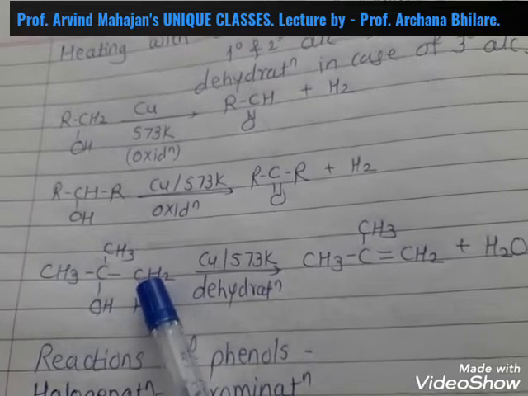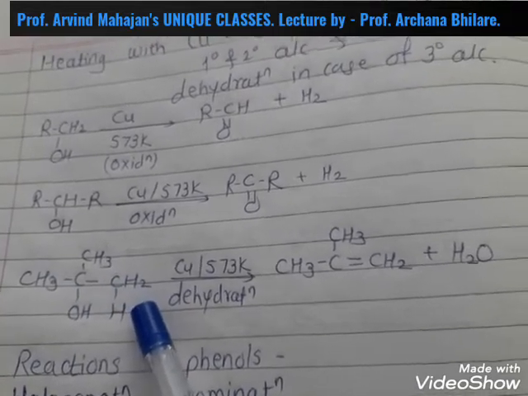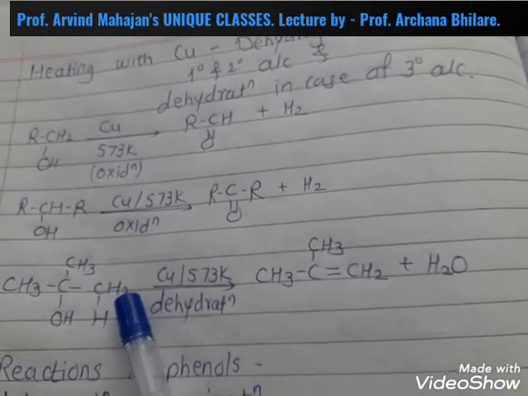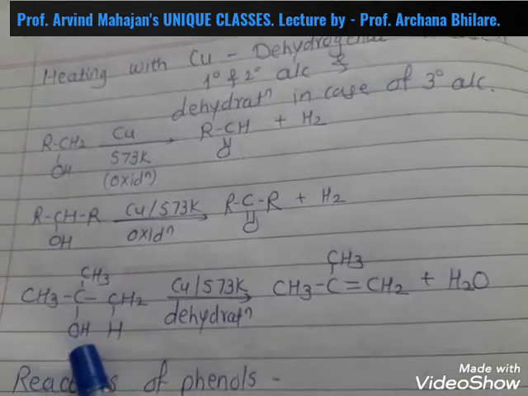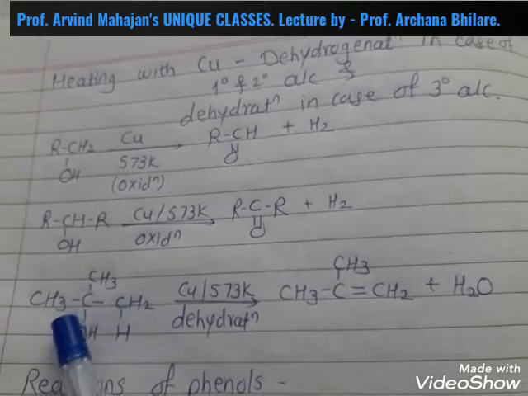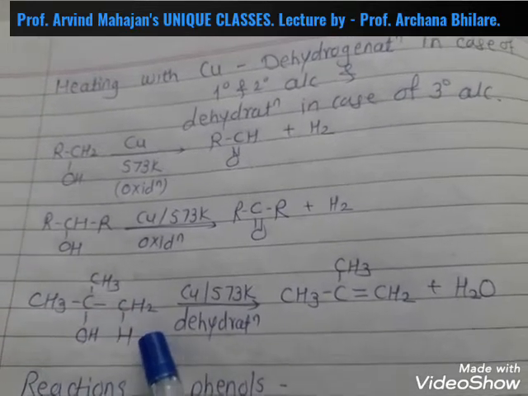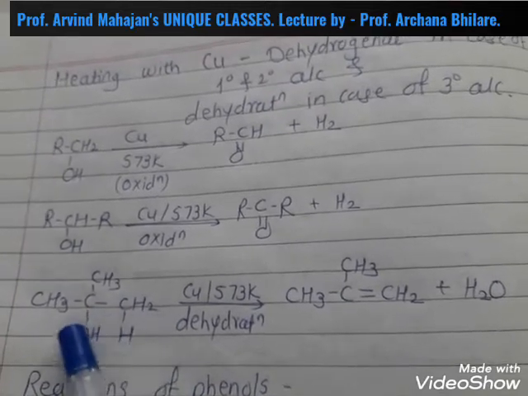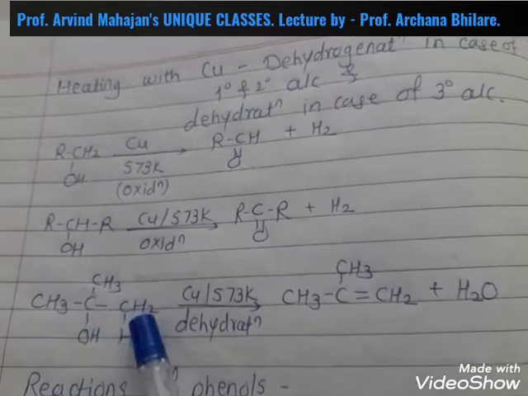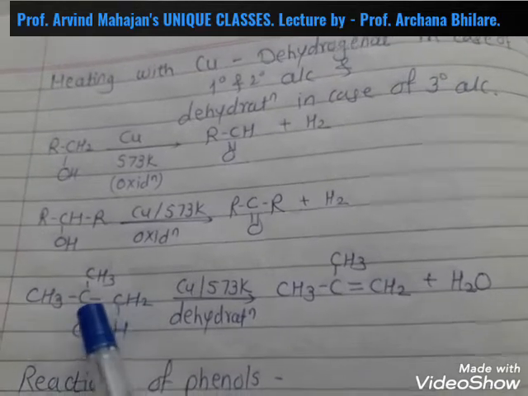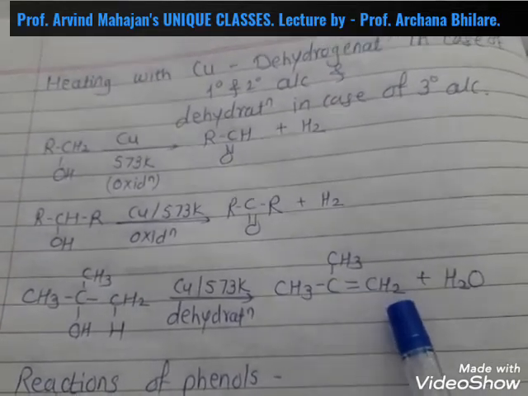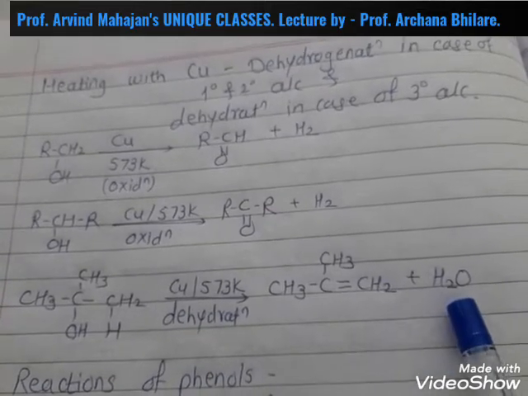So it cannot undergo dehydrogenation reaction. Instead, it undergoes dehydration reaction. Means the OH group and H of the adjacent carbon are eliminated as water. So the valency of these two carbons becomes free. So these two carbons form a double bond and we get isobutylene plus water.